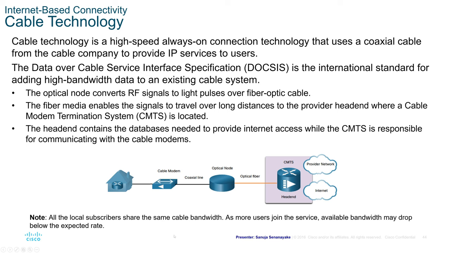Not all local subscribers share the same cable bandwidth in this situation. So unlike DSL, in here all local subscribers share the same cable bandwidth. As more users join the service, available bandwidth may drop below the expected rate. So the cable company or the internet service provider has to upgrade their network as the number of subscribers increases.